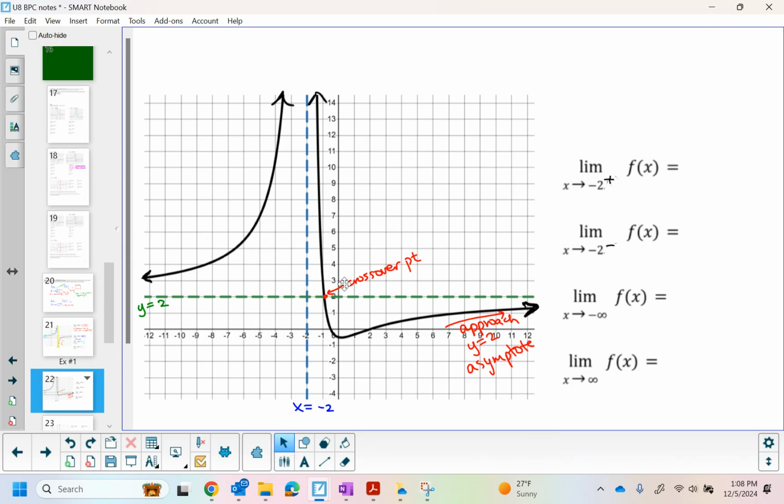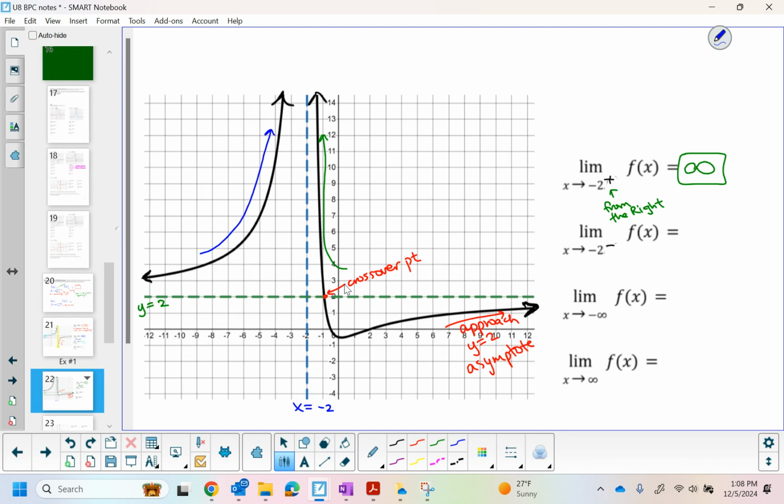As x approaches negative 2 from the right, what's happening here is from the right side, the y is going up to infinity. As x approaches negative 2 from the left side, y is also going up to infinity. So approaching from the left, y is also going up to positive infinity.